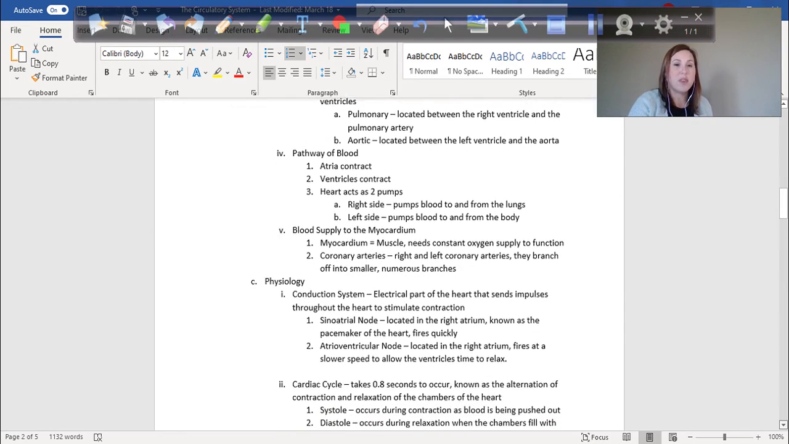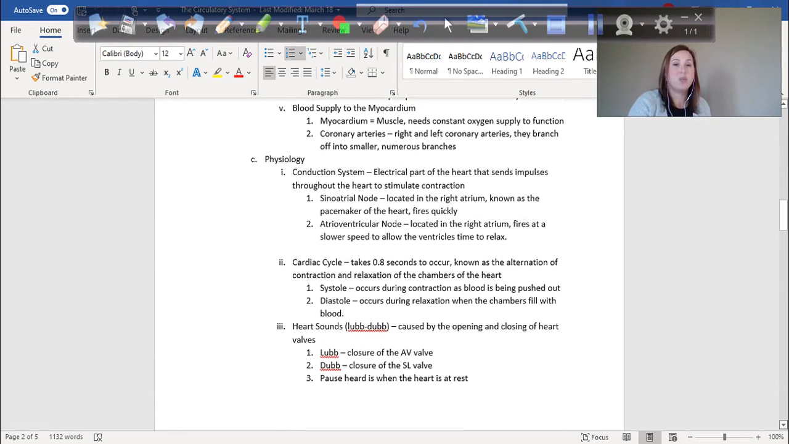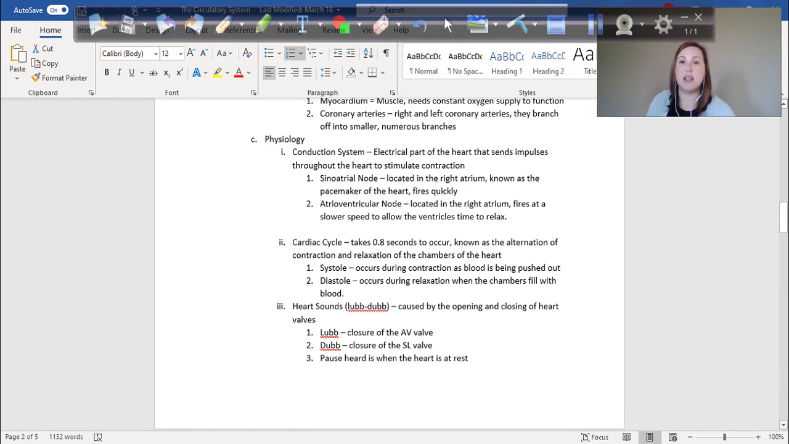If we look a little bit more about the physiology and how the heart works, we have a conduction system in our heart. It's the electrical part of our heart. And what happens in this conduction system is that there's impulses that are sent throughout the heart to stimulate the heart to contract. So we have the sinoatrial node, or the pacemaker of the heart. That fires very quickly. If we think about how many times our heart beats in a minute, 70 to 80 times on average, that node fires 70, 80 times a minute.